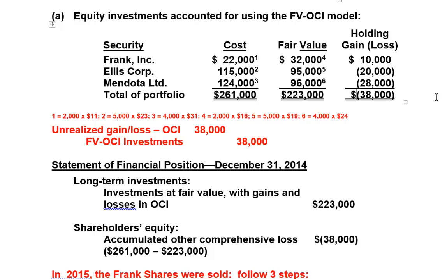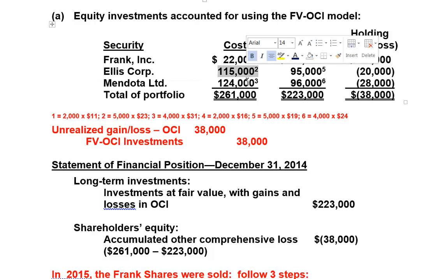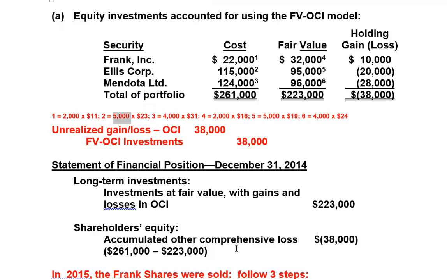It just so happens that they gave us the value of the shares that we had at the end of the current year, and they gave us the cost, but they gave us the cost on a per share basis. So what I did here is show you how I calculated the cost of the portfolio. I took the 2,000 shares of Frank that we had and multiplied it by $11 a share, which was the cost. I did the same thing here for the Ellis shares. I multiplied the number of Ellis shares that we had in the portfolio by the cost per share, what we paid, and that gave me $1.15. So I did that for all three share types.